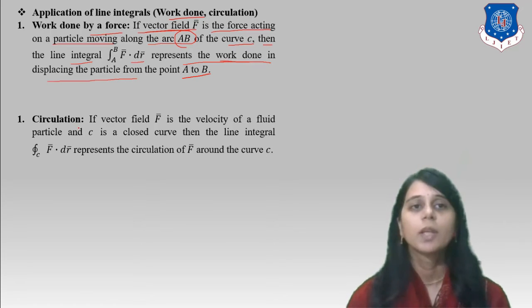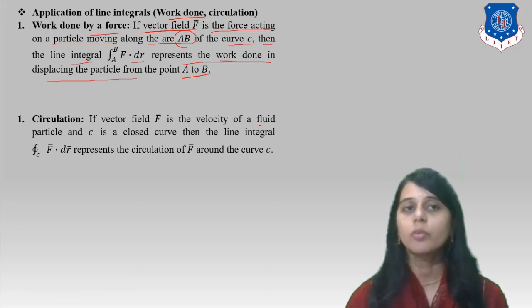Circulation. If vector field F bar is the velocity of a fluid particle, and C is a closed curve, then the line integral over the closed contour of F bar dot dr bar represents the circulation of the F bar around the curve C.